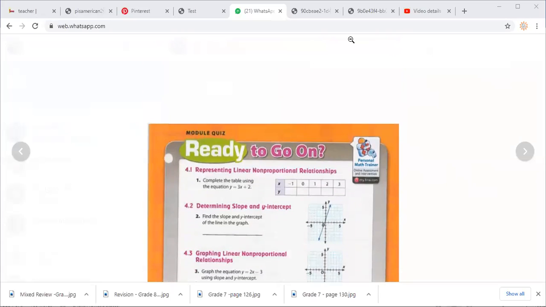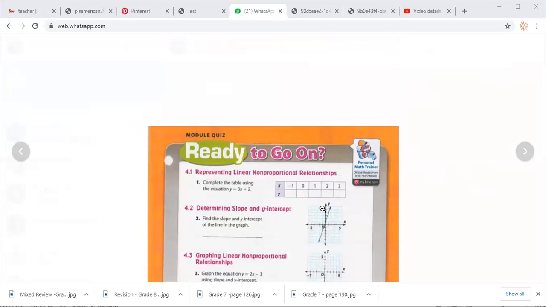Second, you will replace the value of x by how many? 0. And then you will write 3 times 0 equals 0 plus 2 equal 2. So you will come here and write 2. And the first one was -1. What about the third? 1: 3 times 1 plus 2 will be equal 5. Next, 2 will be 3 times 2, 6 plus 2, 8. Well, 8.